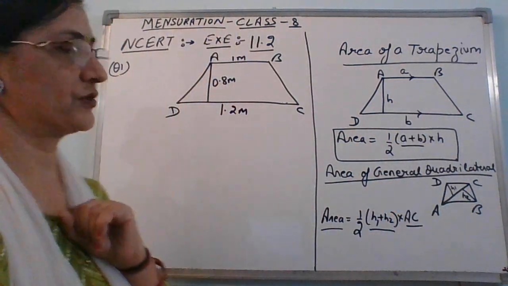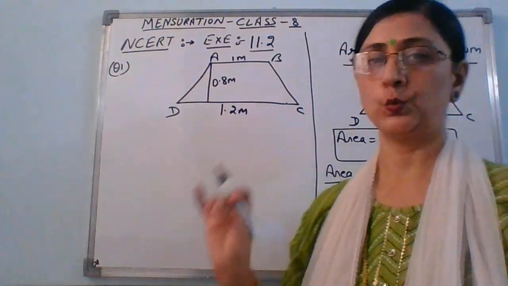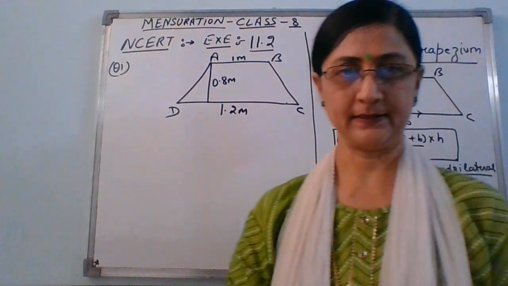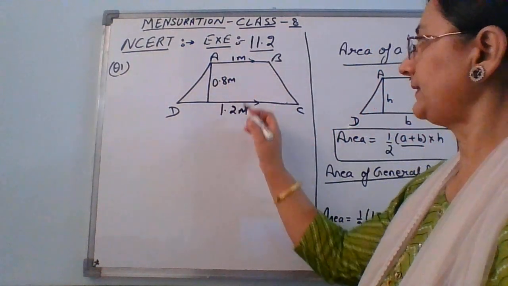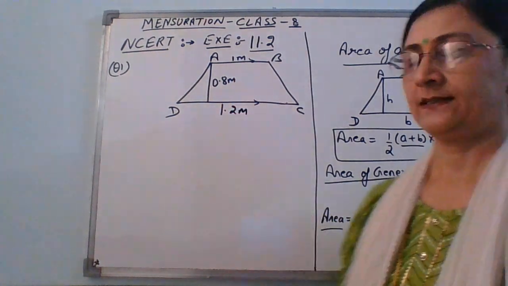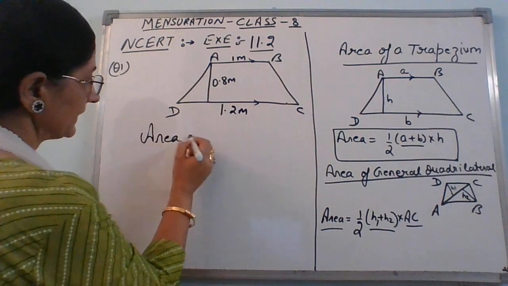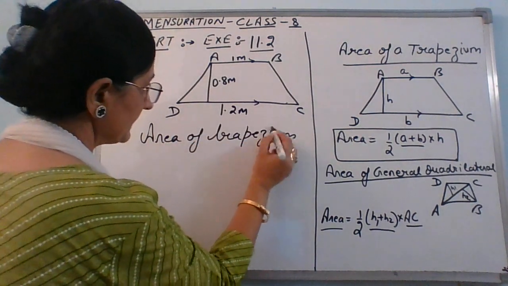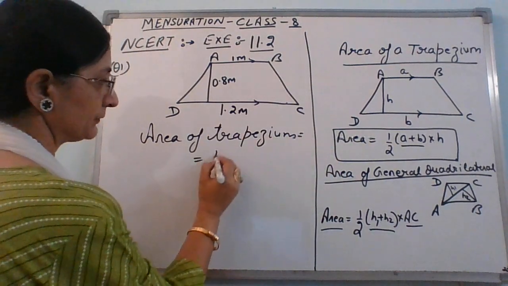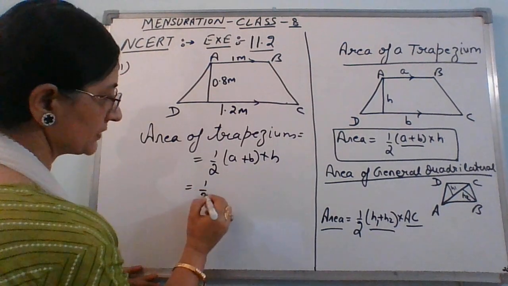So the first question of NCERT book 11.2 is, this is a trapezium. We have two parallel sides. These are the parallel sides, right? A and B. This is the height. So let us apply the formula. The area of the trapezium: first of all, we should write the formula, half into the sum of the parallel sides into height. Now we will substitute the values.